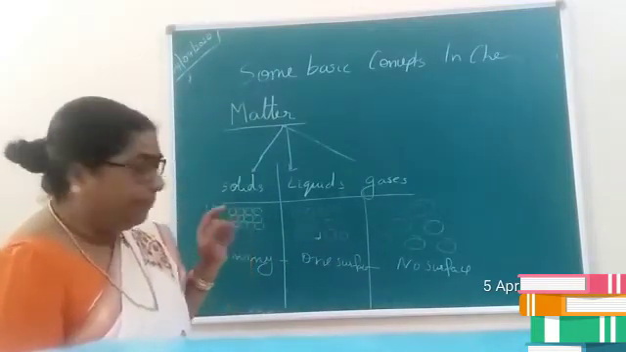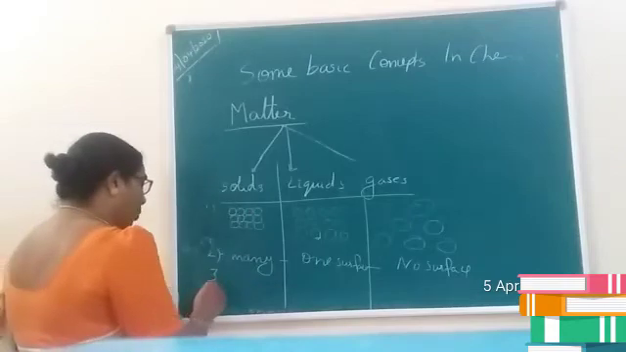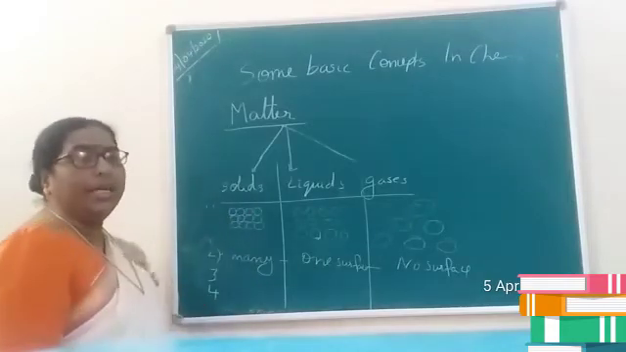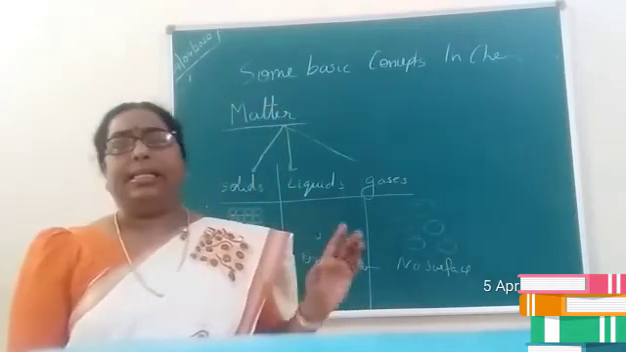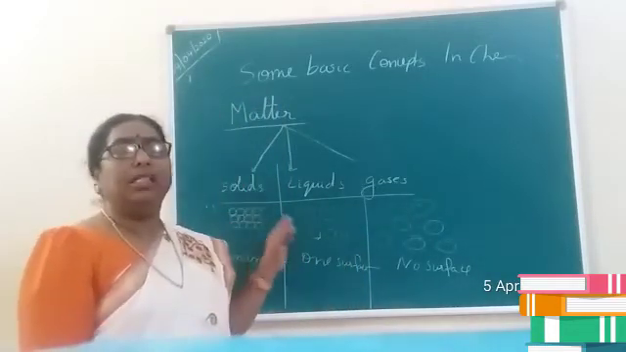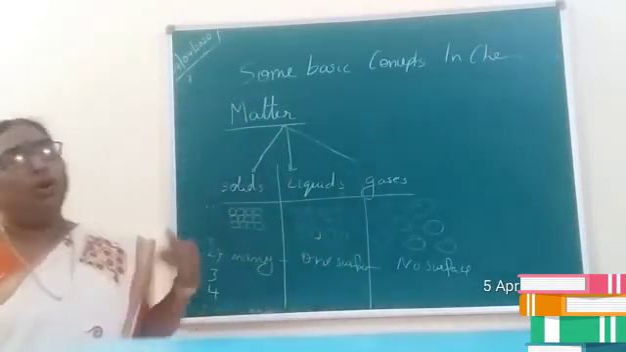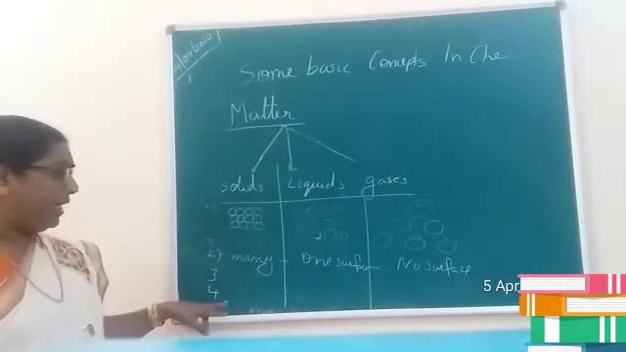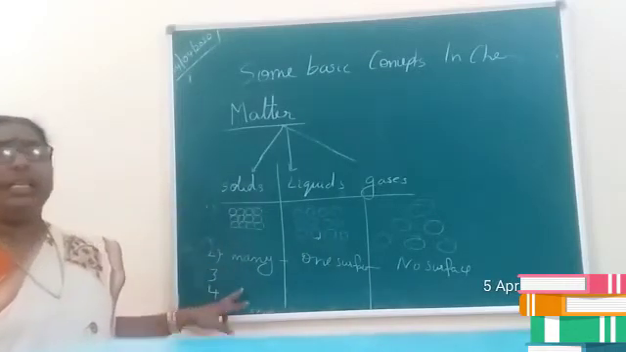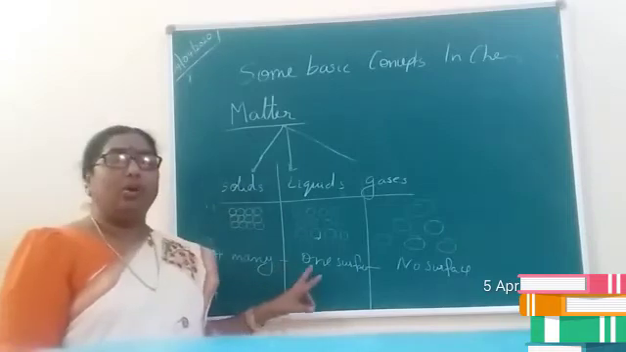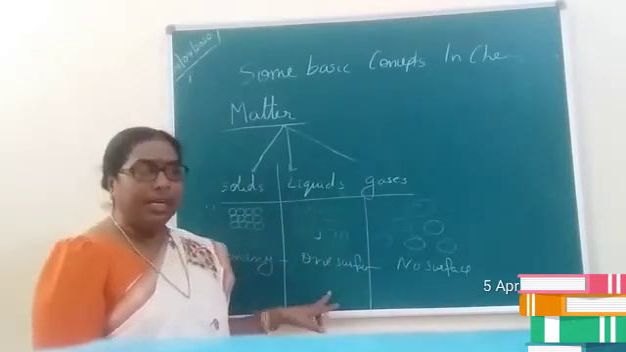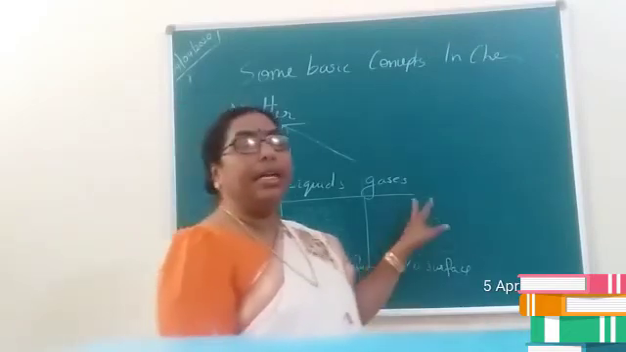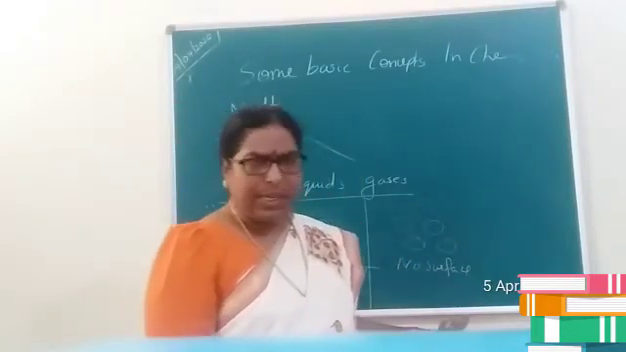Is it clear, children? And if you consider the fourth property, the rate of diffusion. Do you remember what diffusion is? Yes, it is the intermixing of particles from higher concentration to lower concentration. So here the rate of diffusion is the least in case of solids. It is more in liquids compared to solids, and it is maximum in case of gases. Is it clear?